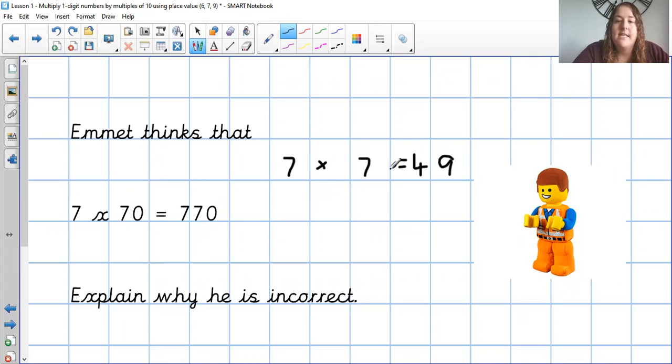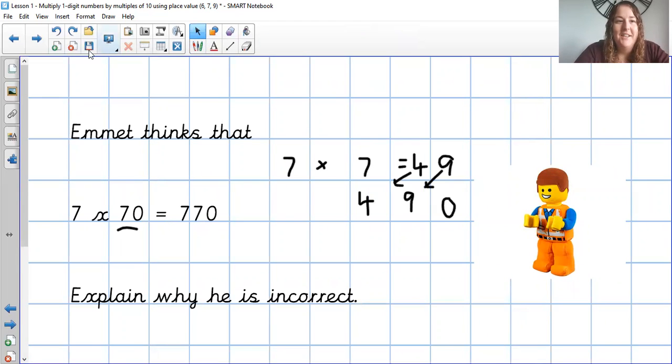And then because it is 7 times 70, I need to multiply that answer by 10. So my 4 is going to go from my tens into my hundreds column, my 9 from my ones into my tens column, and then I add my space saver 0 into it. So the actual answer is 490.